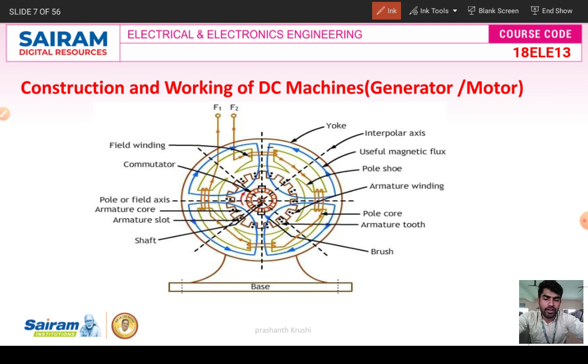See here, stator and then rotor. The rotor is the rotating part of the machine, and the stator is the stationary part. Here the stator, pole core, pole shoe and yoke are made of cast iron or high grade silicon steel. The rotor conductors, commutator, and field winding are made of copper, and the brushes are made of carbon or graphite. The shaft is also made of cast iron and silicon steel.